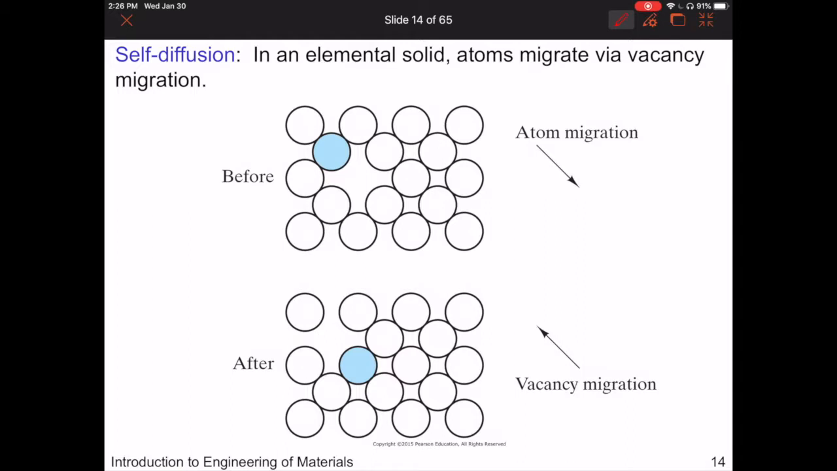Okay, we'll continue with chapter 5 by talking about diffusion in solids. One of the ways that atoms can diffuse is just through self-diffusion. And so atoms move through the solid by vacancy migration or vacancy hopping. In the example here, you see that there are atoms in these hollow circles, and the blue highlighted atom will move to the vacancy site after the migration. So you can see here now the vacancy and the blue atom have switched places.